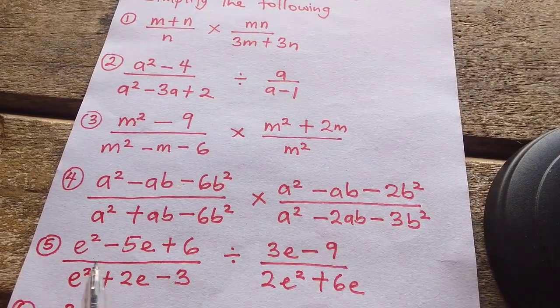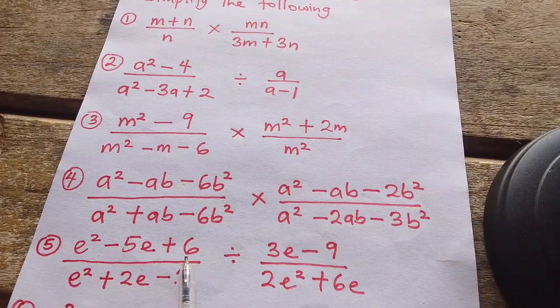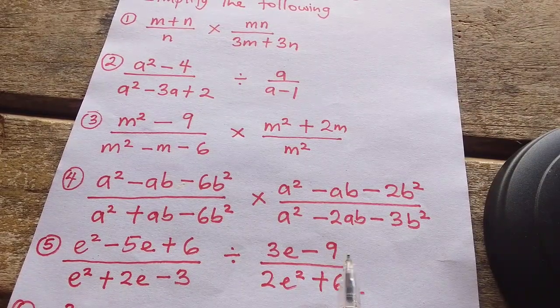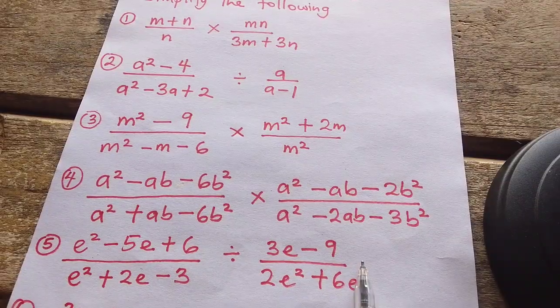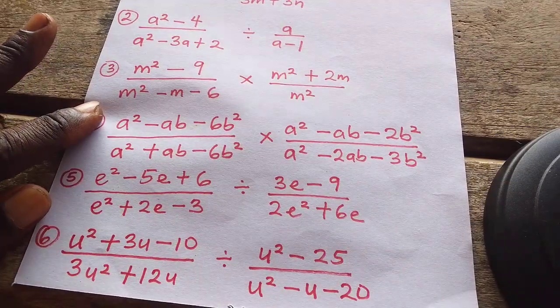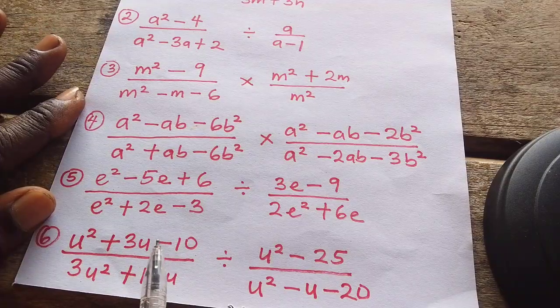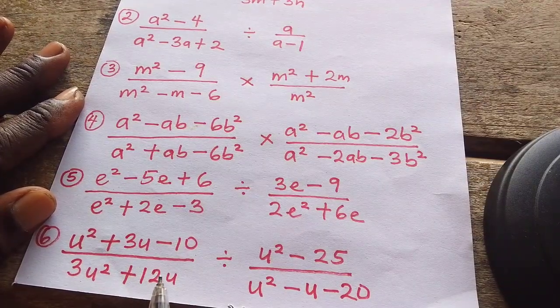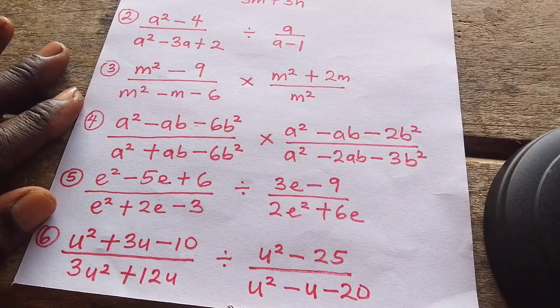Number 5, e square minus 5e plus 6 over e square plus 2e minus 3 divided by 3e minus 9 over 2e square plus 6e. Then number 6, u square plus 3u minus 10 over 3u square plus 12u divided by u square minus 25 over u square minus u minus 20.